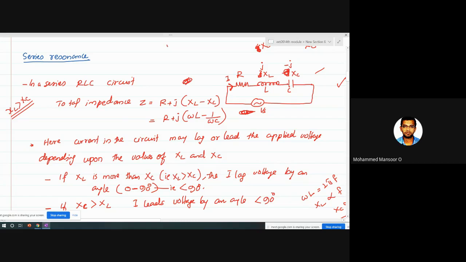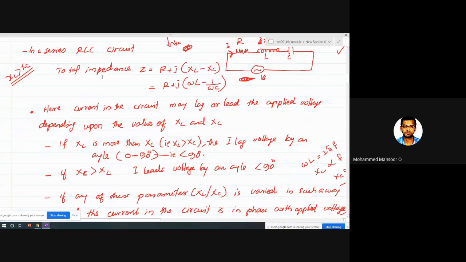If it is like this in one phase, then with the same magnitude, what comes 180 degrees out of phase? If this is VXL, then this is VXC. What about the net voltage? The net voltage is 0, but this magnitude is very, very high. Therefore, the series resonance circuit is also termed as a voltage magnifying circuit. Under series resonance, the voltage across inductance or capacitance is very, very high, so this circuit is also termed as a voltage magnifying circuit.